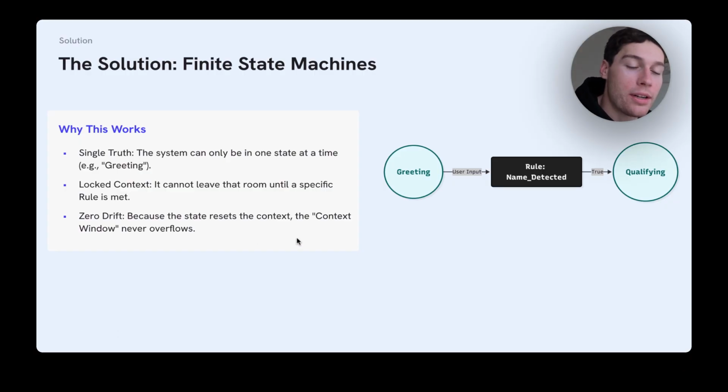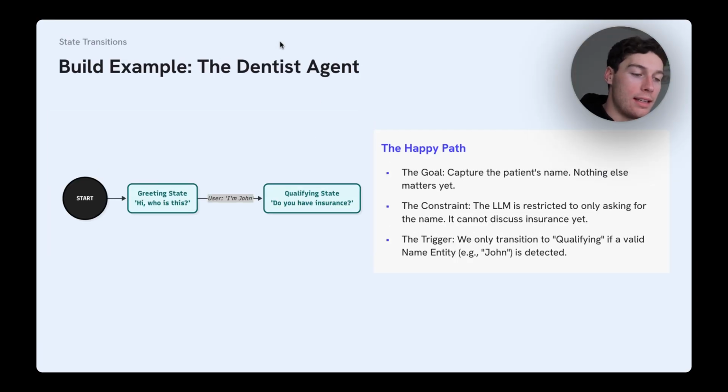This means your context window never fills up. You can talk to this bot for 5 hours and it would be just as fast and accurate as if it was the first 5 seconds. So that is how you solve the memory leak. But let's move on. We are going to architect the dentist scheduler that I mentioned earlier. This specific diagram represents the happy path, or when everything goes right.